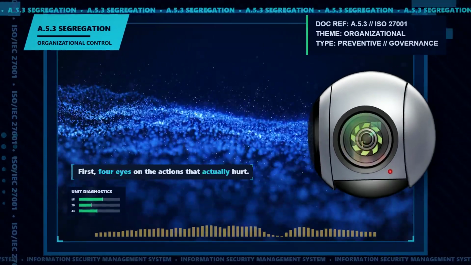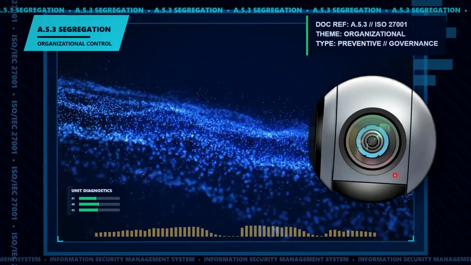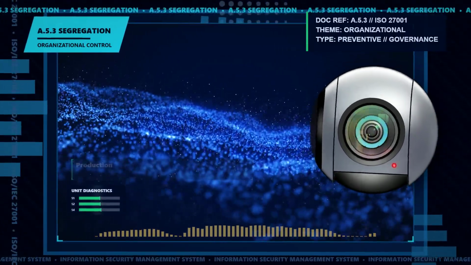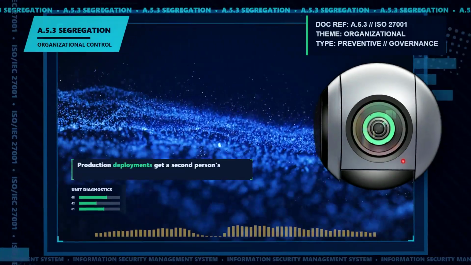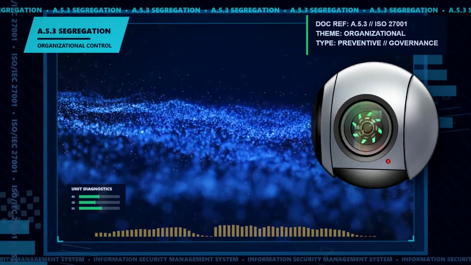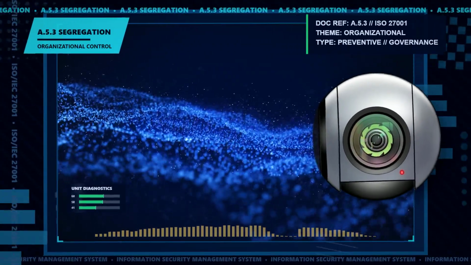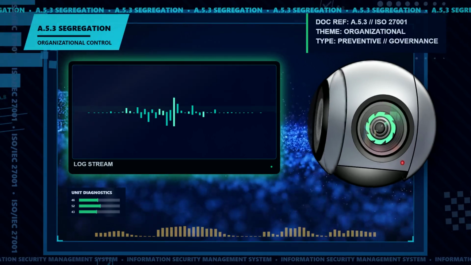First, 4 eyes on the actions that actually hurt. Not everything, just the ones with real consequences. Production deployments get a second person's approval in the tooling, even if that person only skims it. A second pair of eyes is not a code review. It is a witness. Second, take the logs away from him.